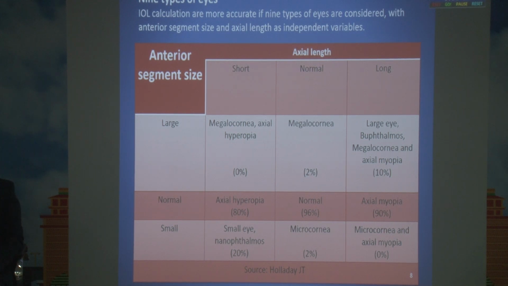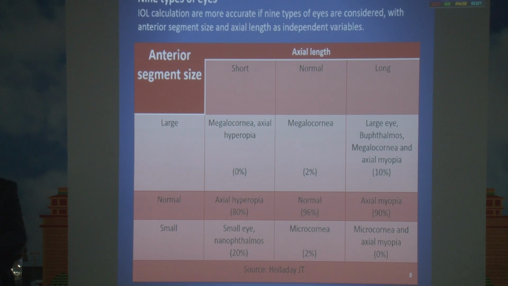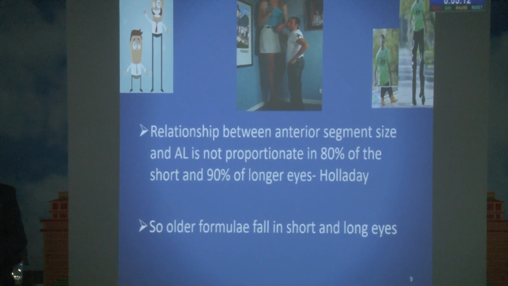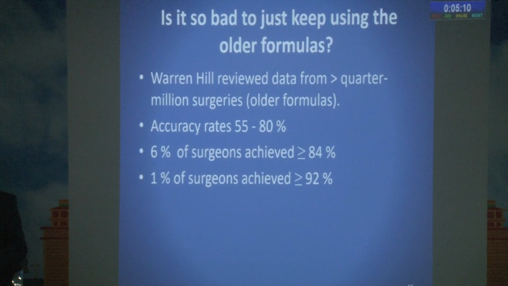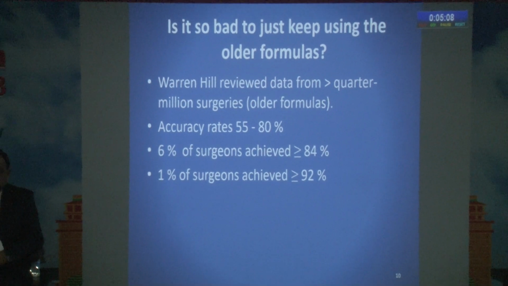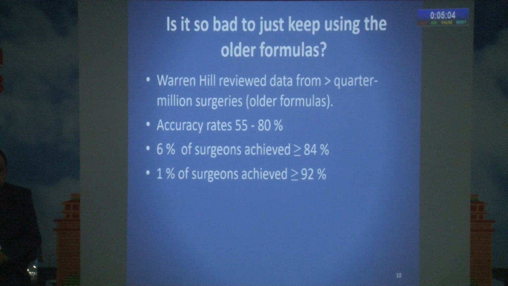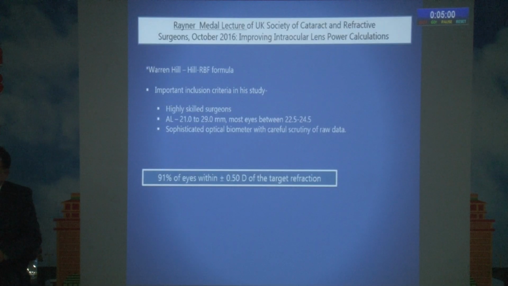And similarly, in patients with normal axial length, 2% may have varied anterior chamber depth on either side of the spectrum. So the relationship between anterior segment size and axial length is not proportionate in 80% of short and 90% of longer eyes. So older formulas are bound to fail in shorter and longer eyes. Is it so bad to just keep using the old formulas? Yes, because with that only 1% of the surgeons achieve more than 92% accuracy within plus minus 0.5 diopters.